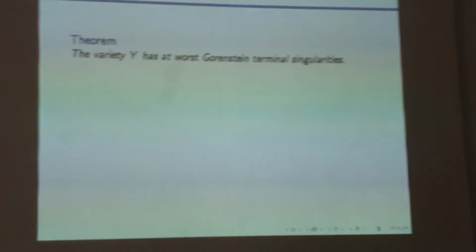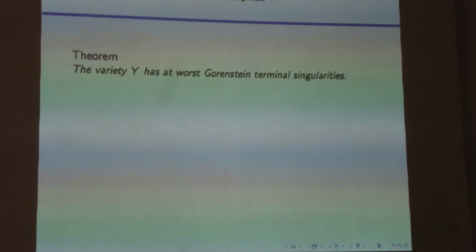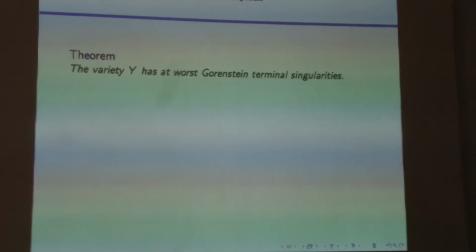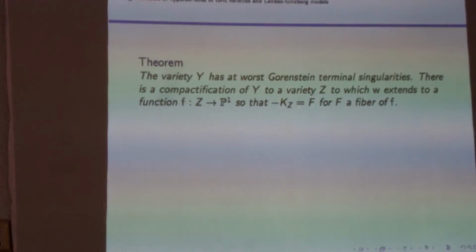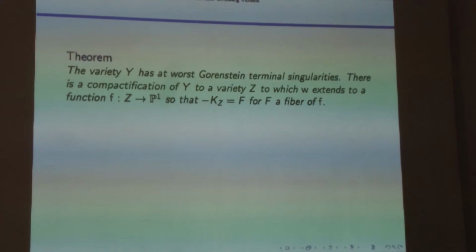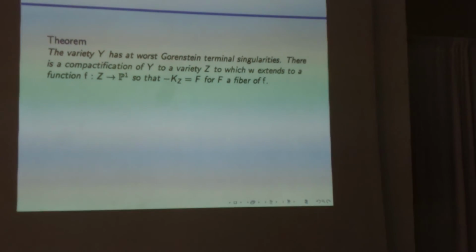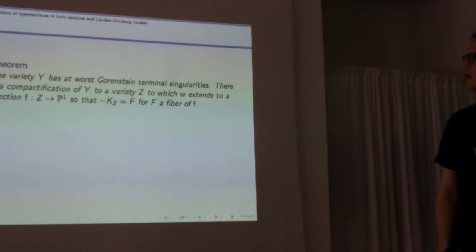Okay, so just to look at the properties of what you get out of this. Y has at worst Gorenstein terminal singularities. So this is the best you can really hope for without messing too much with the canonical bundle. So you can find a nice compactification of Y to a variety Z, so that the map W extends to a function to P1. And so that the anti-canonical bundle of this Z is equal to F, for F a fiber of this map.